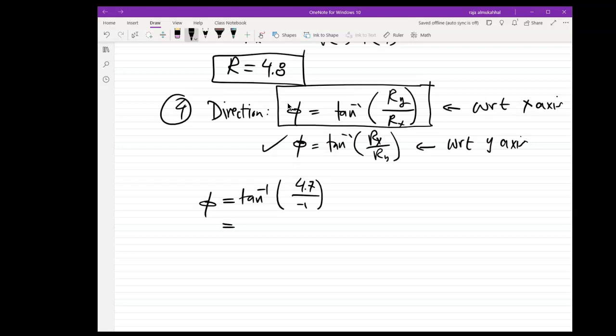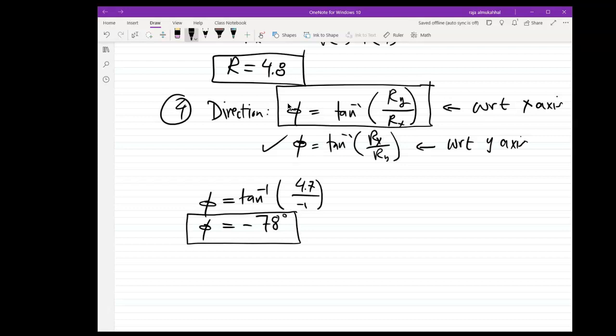So that will be, I use my calculator, inverse tan of negative 4.7. Again, make sure that you are set on degrees. And the angle is negative 77.9. That's about negative 78. Okay, this is actually negative 78 degrees. That's what it is. All right, so there we go. I have the angle. Now, what's the meaning of all of that?